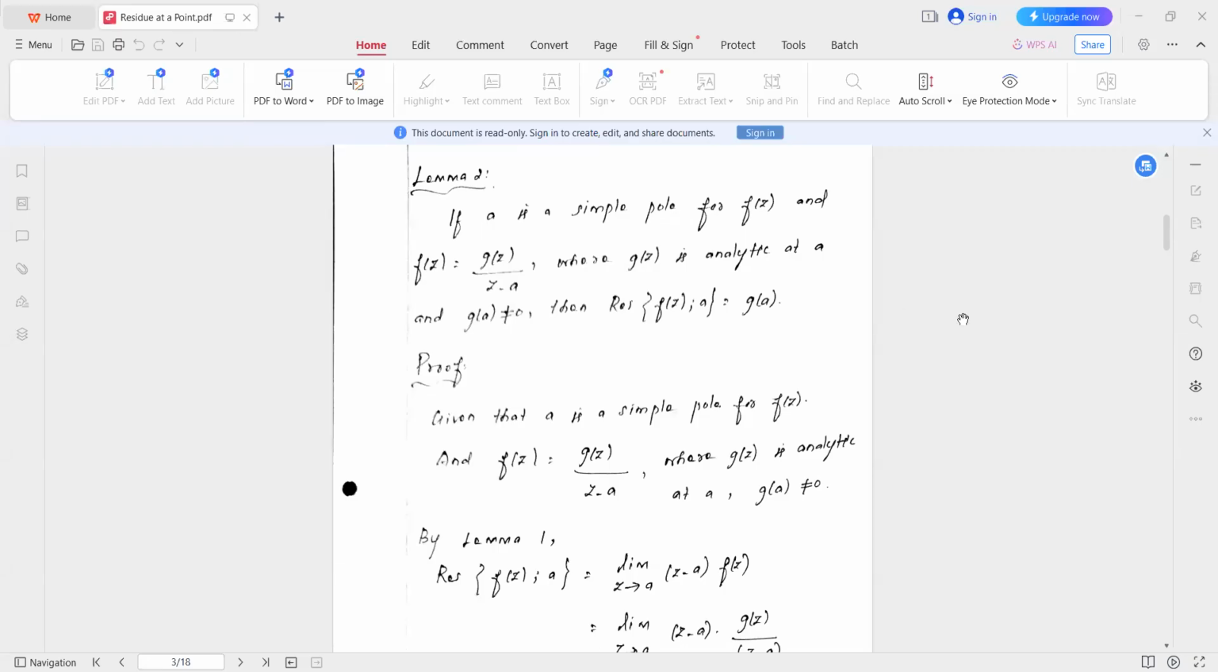Greetings to dear students. In the last video, we have seen a formula to find the residue of a function f of z at the point a if a is a simple pole. So this lemma is again a formula to find the residue of the function f of z at the point a if a is a simple pole. Second lemma: if a is a simple pole for f of z and f of z is of the form g of z by z minus a.